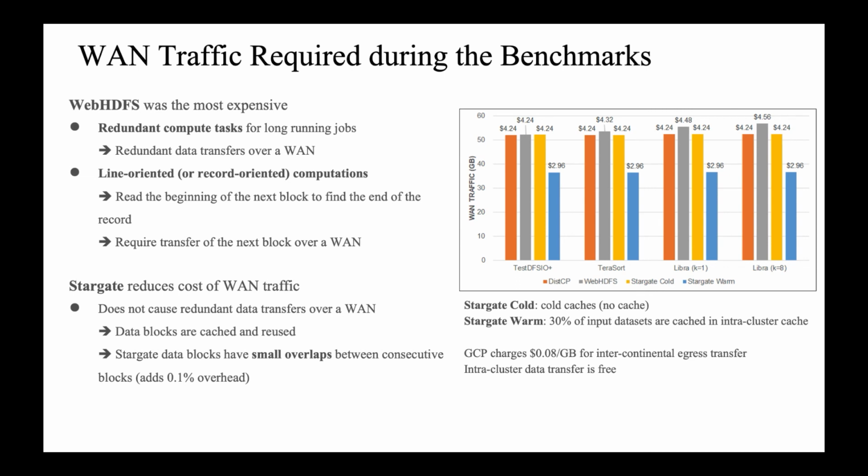When Stargate had cold caches, its cost was almost the same as DistCP. Stargate required only 0.1% more WAN traffic than DistCP because of the overlaps and the communication overhead. When Stargate had warm caches, it reduced WAN traffic by about 30% because 30% of data were cached.